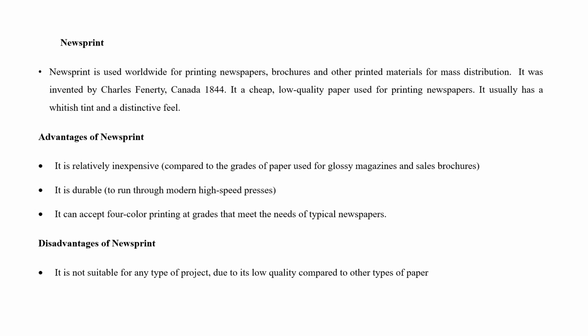Let us look at the advantages first. Newsprint is relatively inexpensive compared to the grades of paper used for glossy magazines and sales brochures. It is more durable because it can run through modern high-speed printing presses. Third, it can accept all four colors of printing, which is CMYK: cyan, yellow, magenta, and black, and meet the needs of a typical newspaper print. Now, the disadvantages: it is not suitable for any type of project due to its low quality as compared to other types of paper.